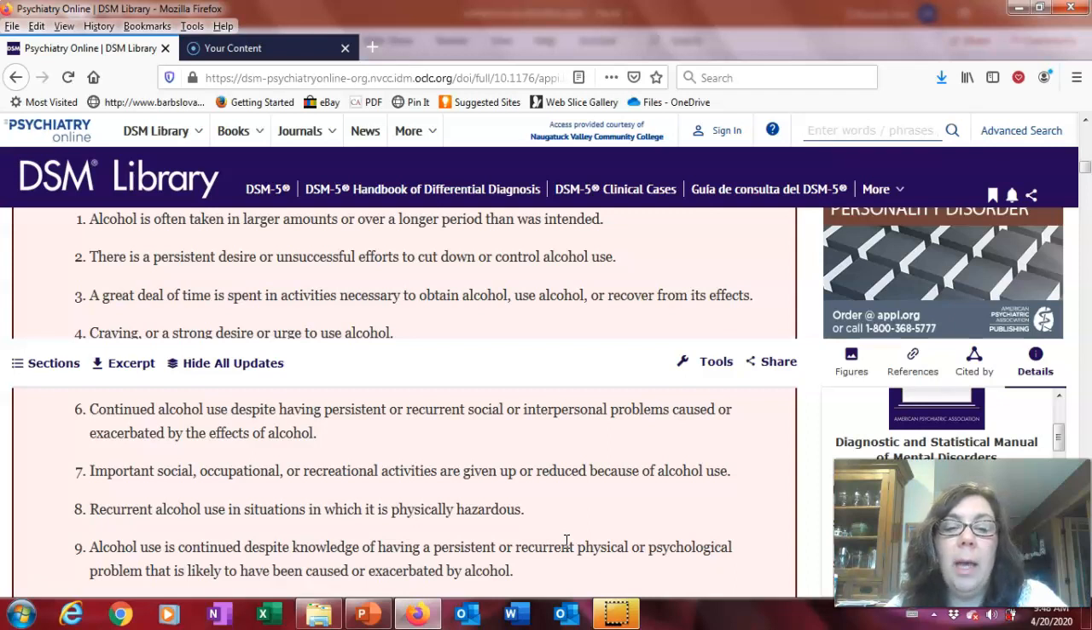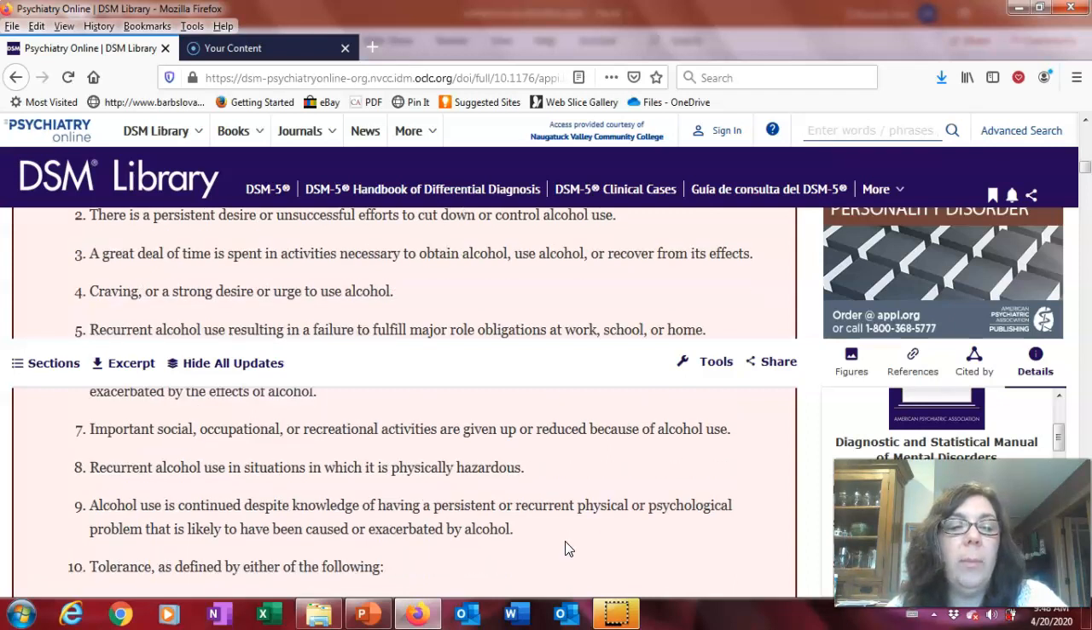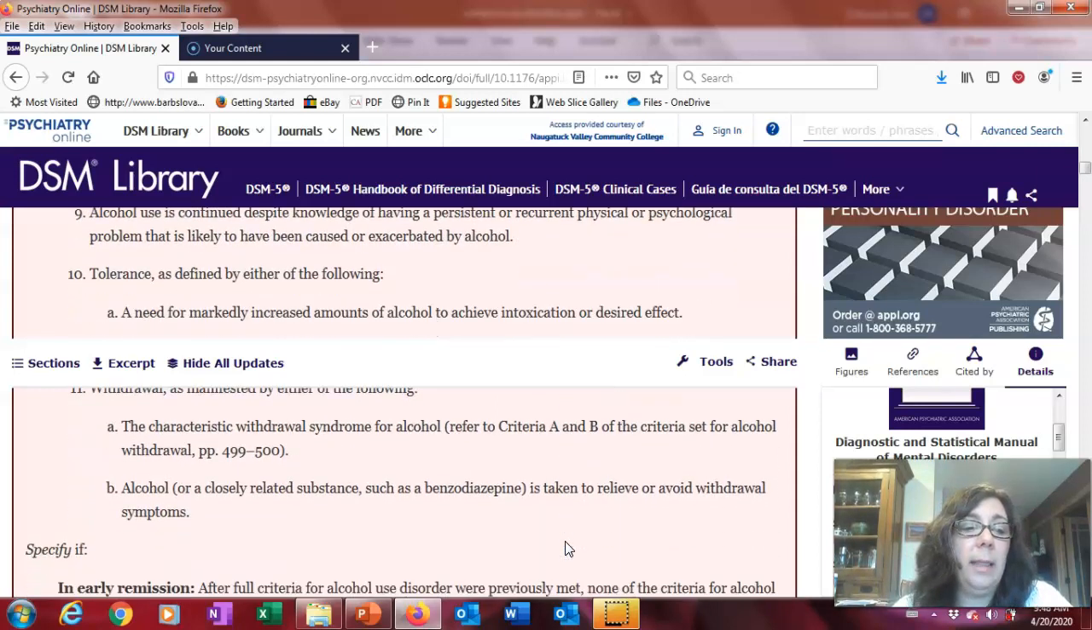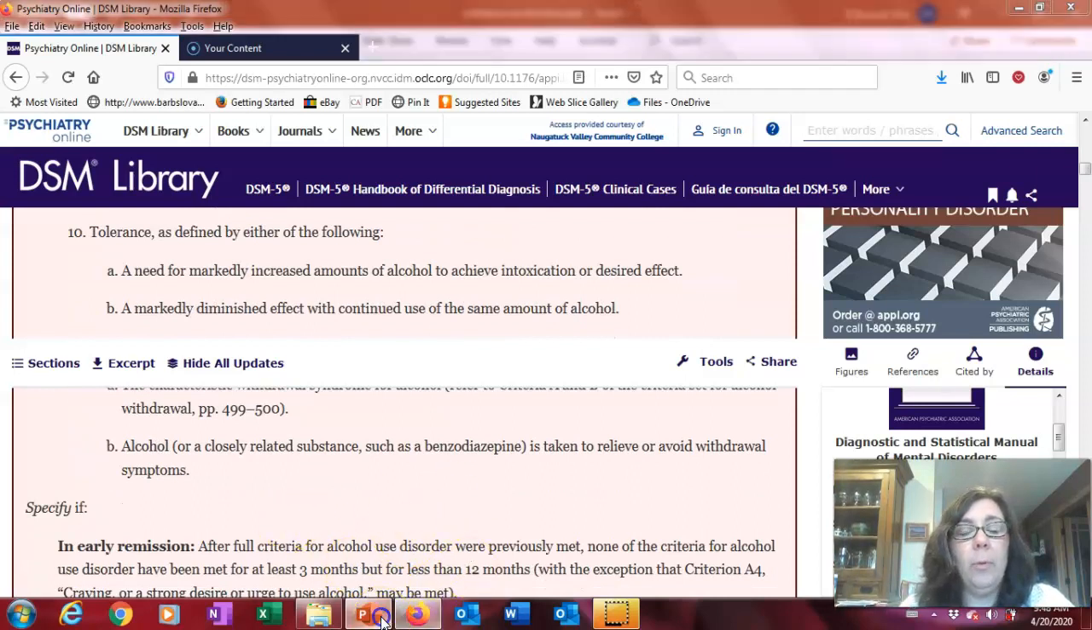Continued use despite persistent or recurrent physical or psychological problems known to have been caused or exacerbated or likely to have been caused or exacerbated. So your doctor tells you that your liver function tests don't look good, or other medical tests don't look good, or your psychologist, your therapist tells you that alcohol is worsening your depression, and you continue drinking anyway. And then tolerance is one of the possibilities, right? And withdrawal is another possibility, but you don't need to have either one of those to have the diagnosis. And so we can see that there, right? So let's go back to our PowerPoint slides.